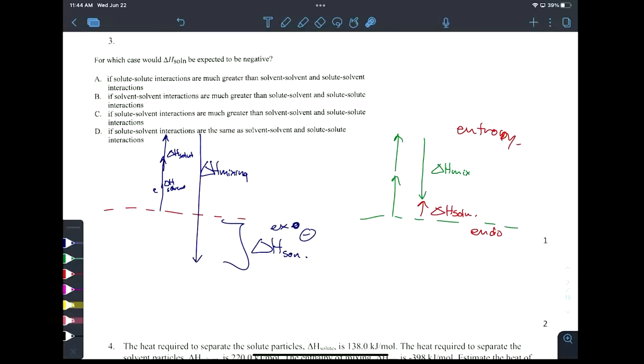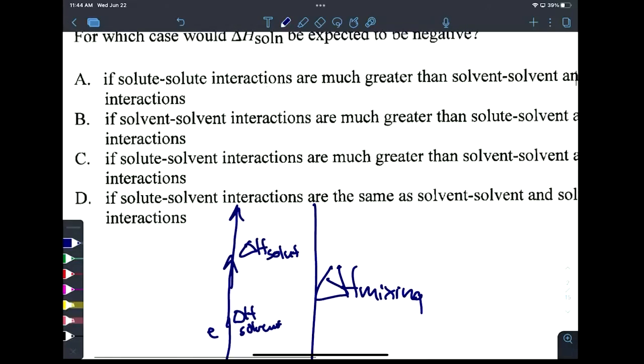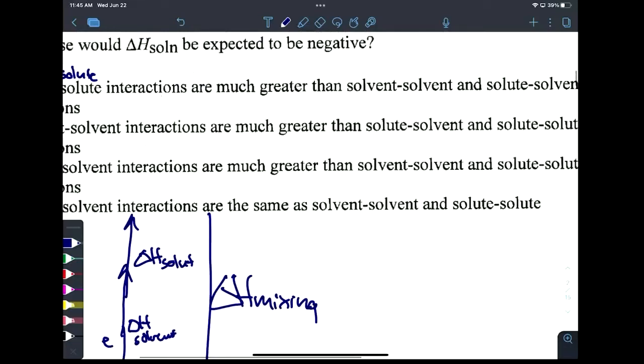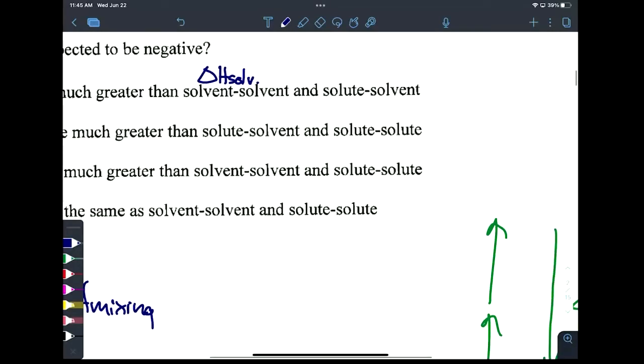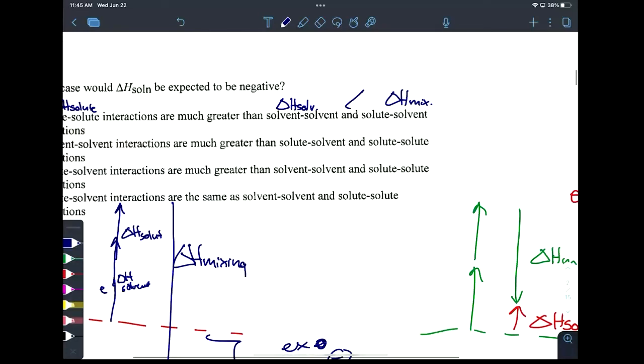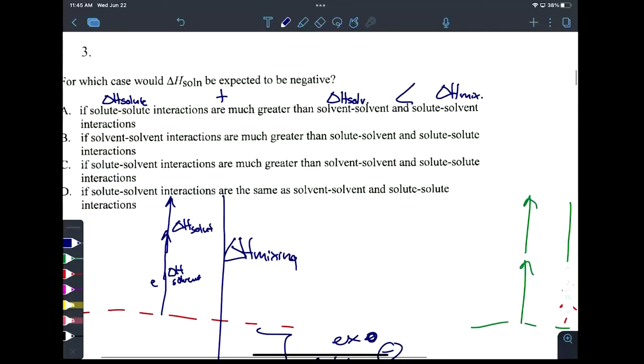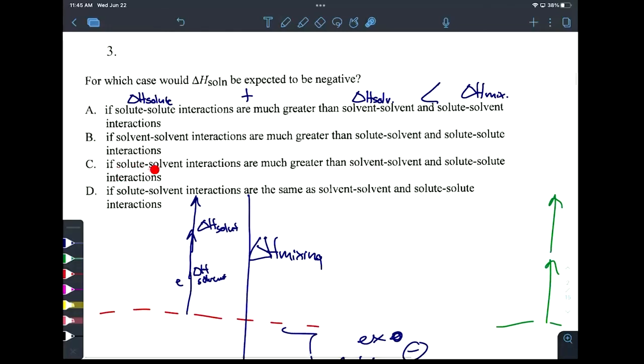So which is the right answer? Is it C? Be careful how it's worded. If we go through all of these, solute-solute interaction is describing delta H of solute. Solvent-solvent interaction is describing delta H of solvent. But solute-solvent is describing what delta H value? Mixing, yes, delta H of mixing. So we are looking for the one where mixing is greater than the sum of those two. So I think it's C. Yeah, solute-solvent interactions are much greater. Yes, okay, very good.